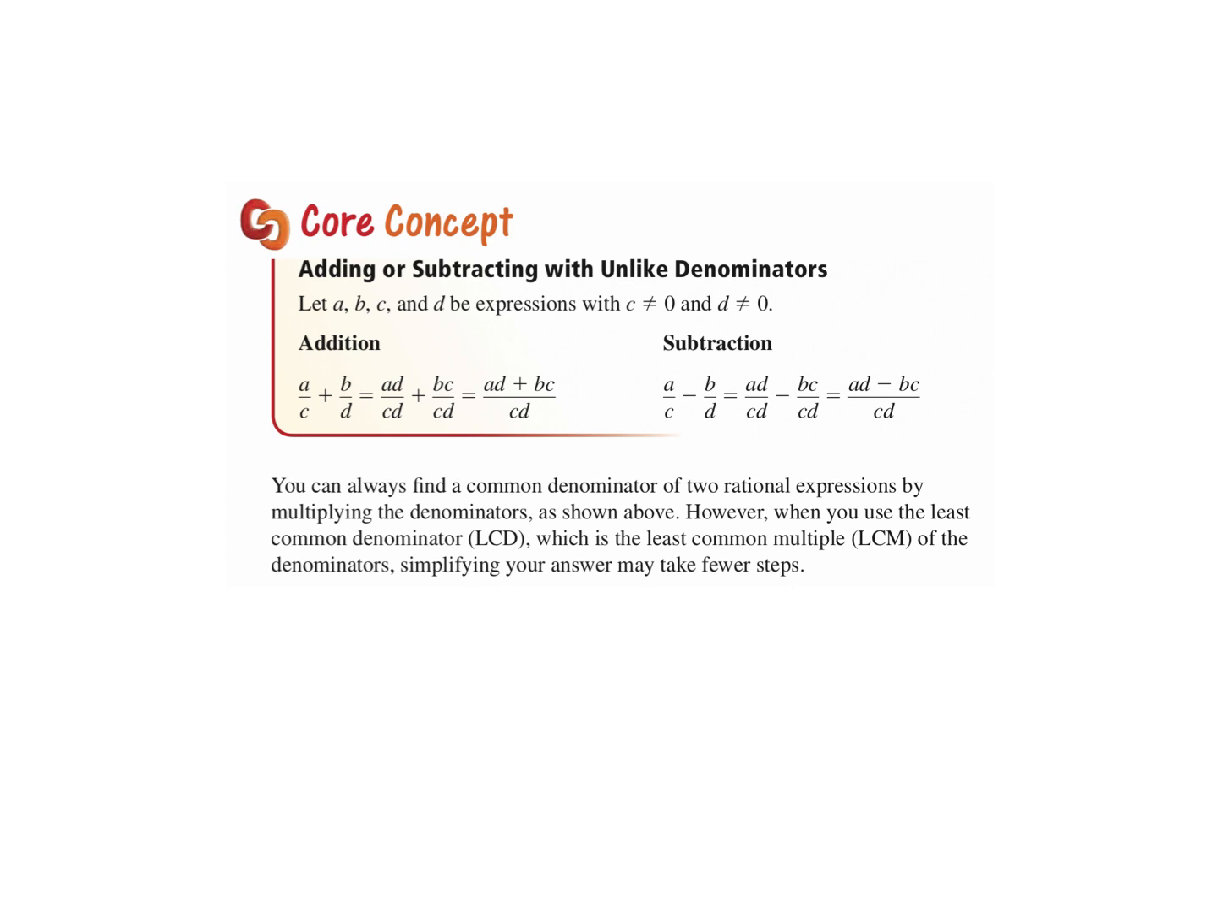Now adding or subtracting with unlike denominators. We have the example of, let A, B, C, and D be expressions with C not equaling 0 and D not equaling 0. You have A over C plus B over D equals AD over CD plus BC over CD. So you end up adding AD plus BC over CD.